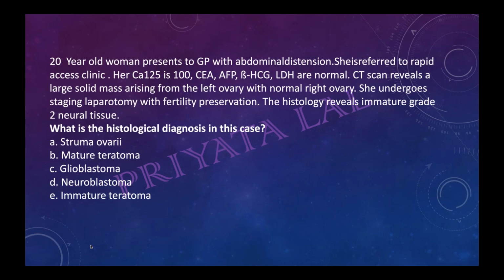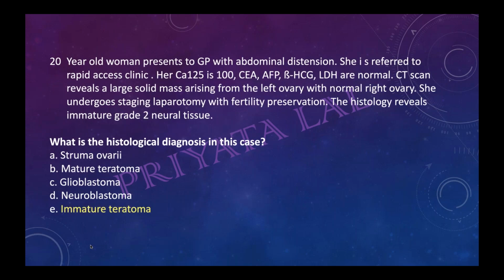Again, it is a similar kind of question. A 20-year-old woman with abdominal distension, her CA125 is 100, while CEA, alpha fetoprotein, beta HCG, and LDH are normal. CT scan shows a mass with normal left and right ovaries. She undergoes staging laparotomy. Histology shows immature grade 2 neural tissue. E, immature teratoma. Yes. It is so important to know this, so many questions are coming on it.